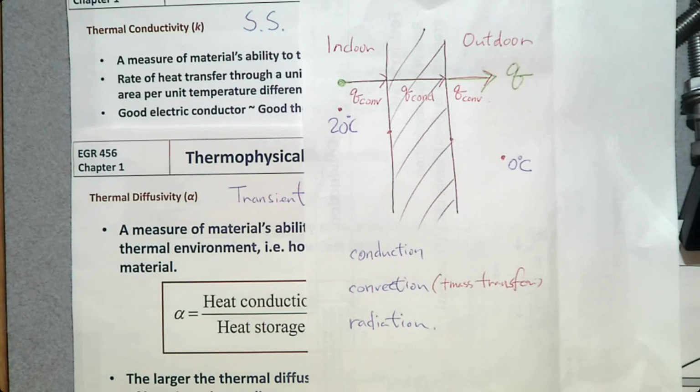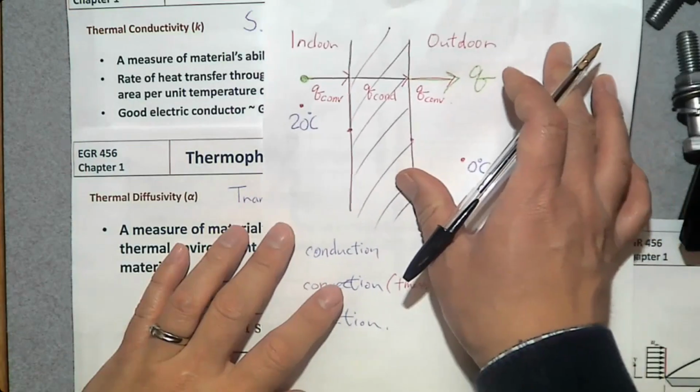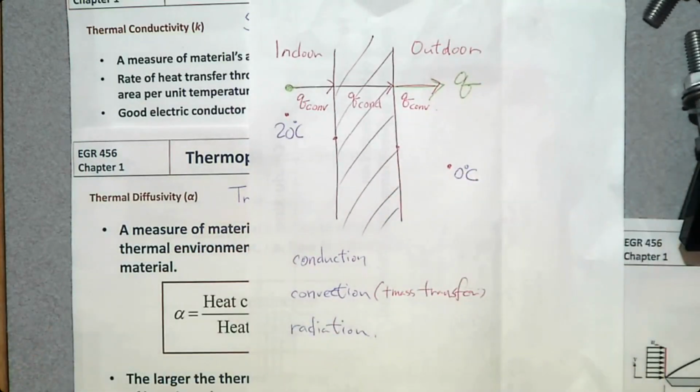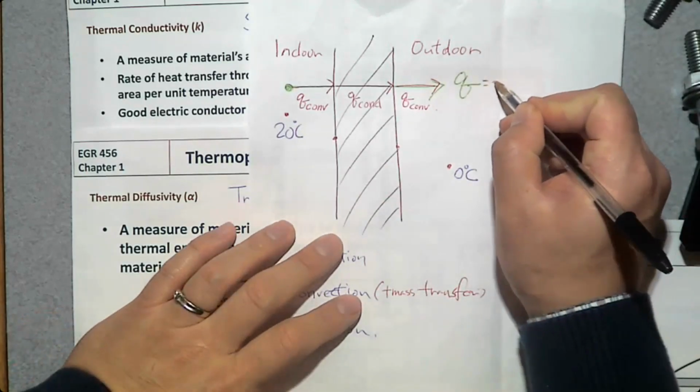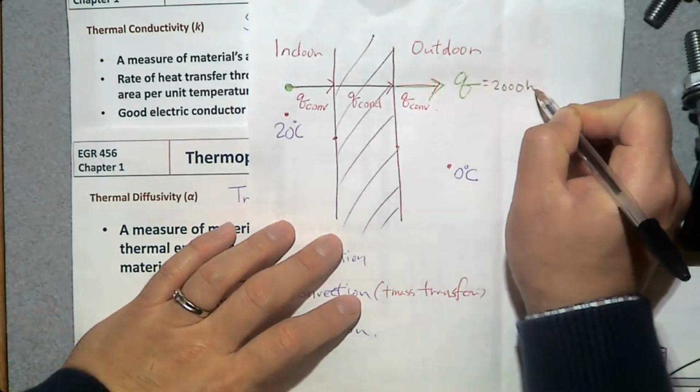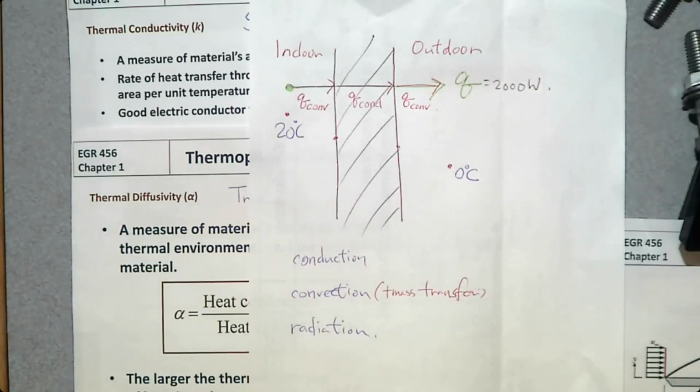Okay, so when I say the rate of heat transfer from inside the classroom to the outside is, let's say, 2000 watts, that means this convection heat transfer from the air to the wall is going to be 2000 watts. Conduction heat transfer from this wall to the other side of the wall is also 2000. From that surface to the outside air is going to be also 2000.